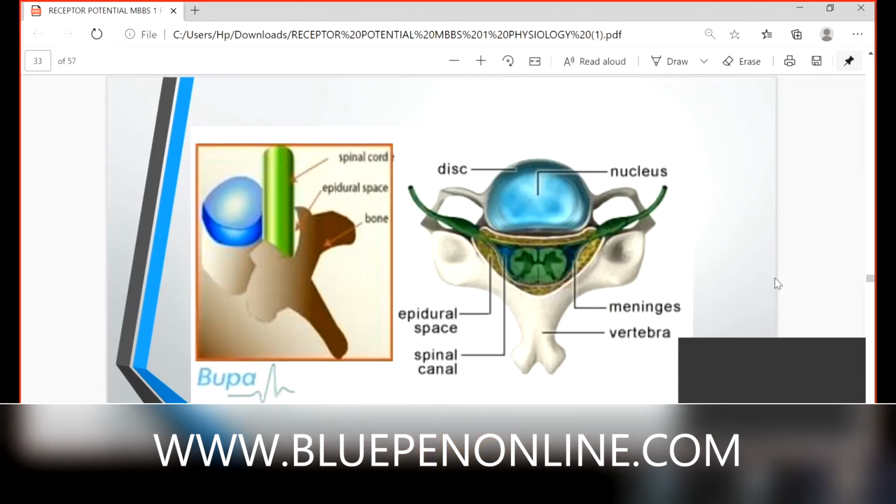Now here is another section. Here also you can see how it looks in this section. That is a disc and the nucleus, which is not important now. Now you just see the meninges, vertebrae, the epidural space and the spinal canal.